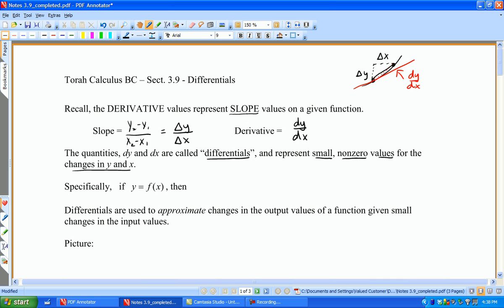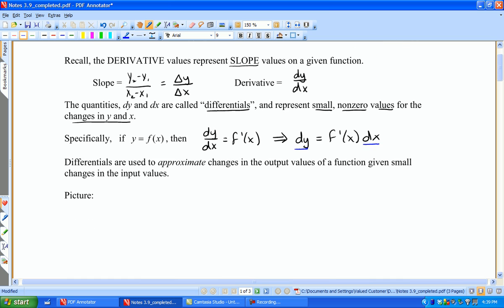Specifically, if y is equal to f of x, then we write that dy dx, the derivative, is equal to f prime of x. Now, just take that equation and multiply both sides by dx, and you have this relationship. dy is equal to f prime of x dx. This is called the differential form for the derivative. It's really the same as the derivative. I've just separated the quantities dy and dx because they really just represent small quantities.